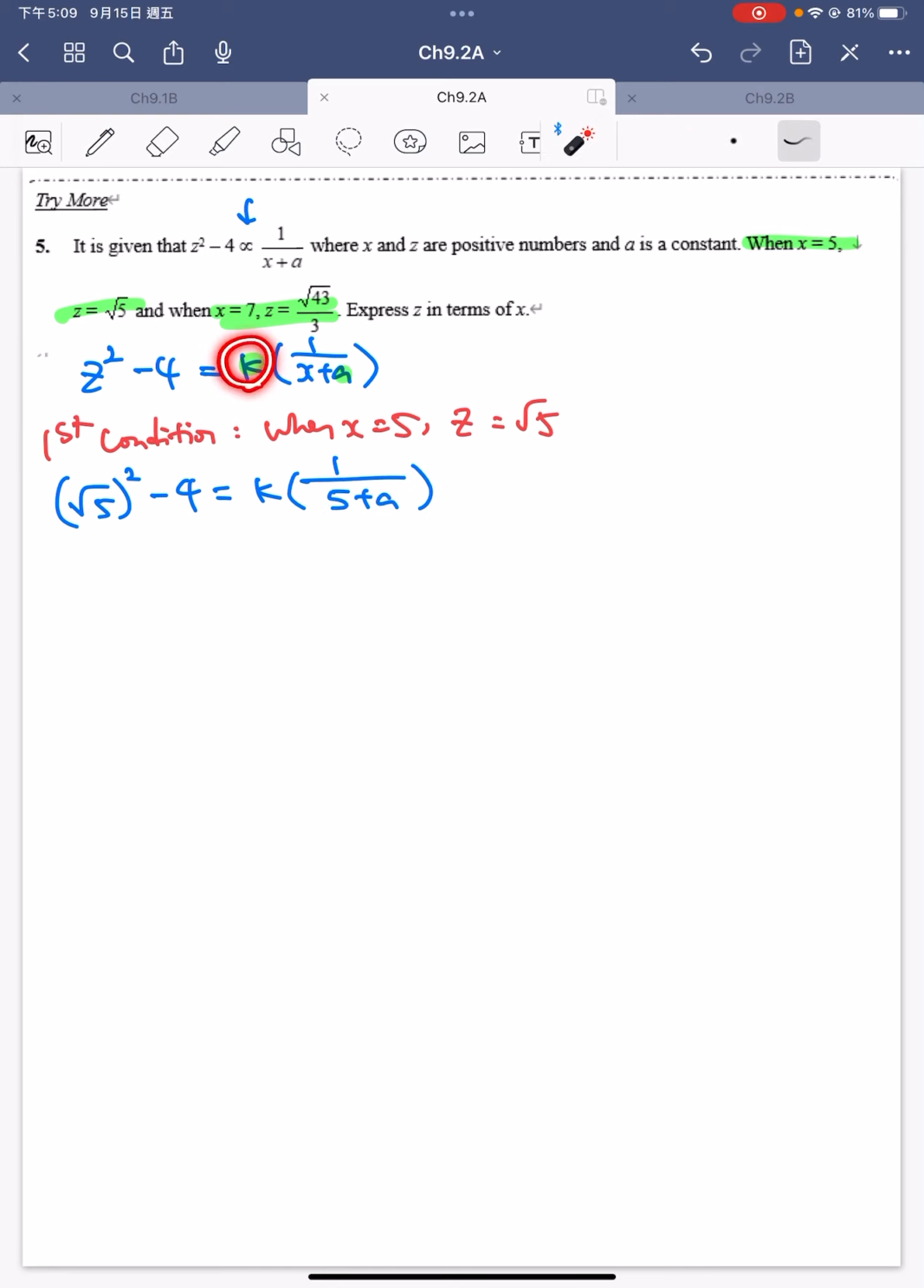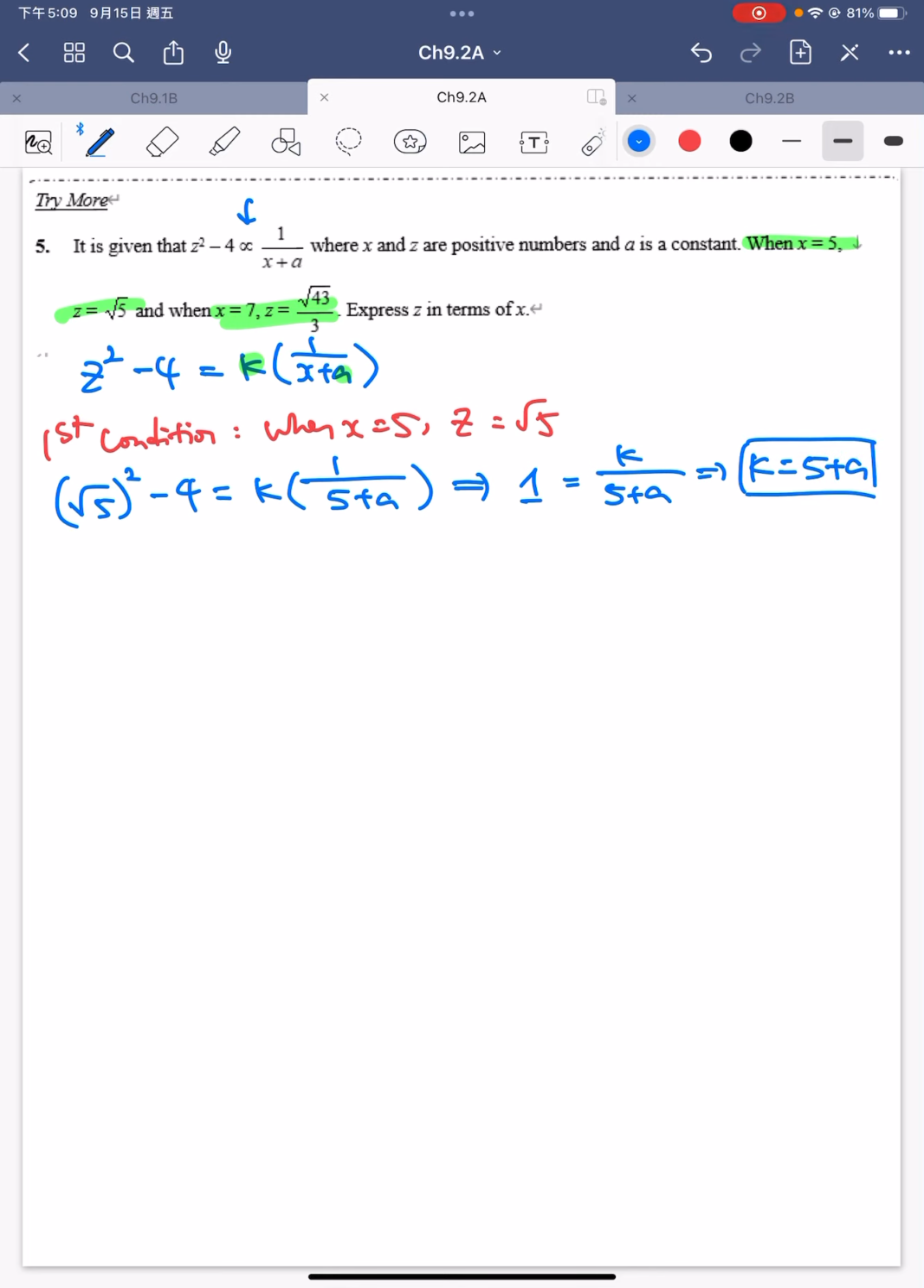As the values of k and a are something that we need to find, we keep k and a, we just change z to become square root of 5, and we change x to become 5. And if we work on this formula, the square root of 5 squared gives you 5, and 5 minus 4 will give you 1. So 1 is equal to k over 5 plus a, which gives you that k is equal to 5 plus a. So this is our first equation.